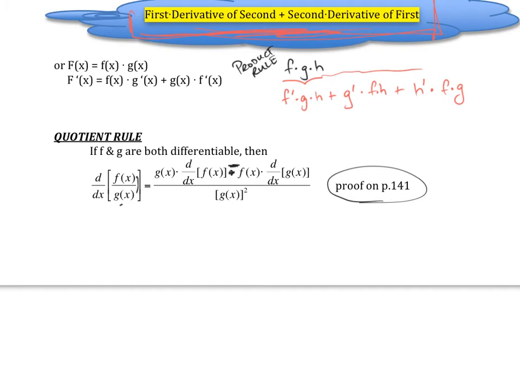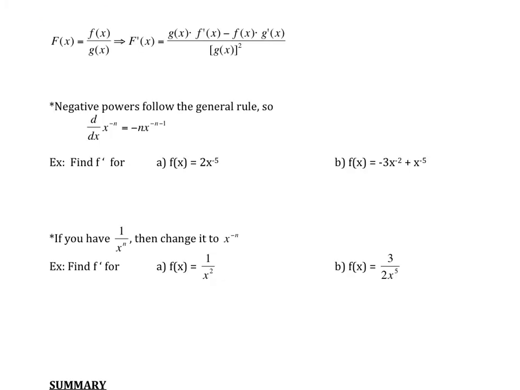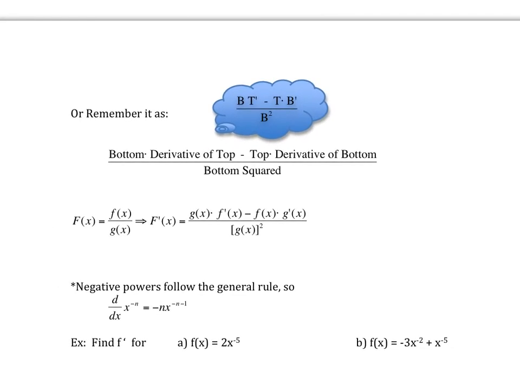I'm not going to go over the proof, but let's take a look at it a little more, and I will break it down like this. It's the bottom times the derivative of the top, minus the top times the derivative of the bottom, over the bottom squared. So for our function f of x over g of x, f prime becomes the bottom times the derivative of the top, minus the top times the derivative of the bottom, over the bottom squared.